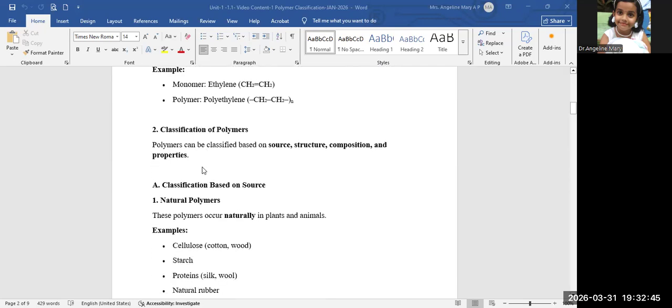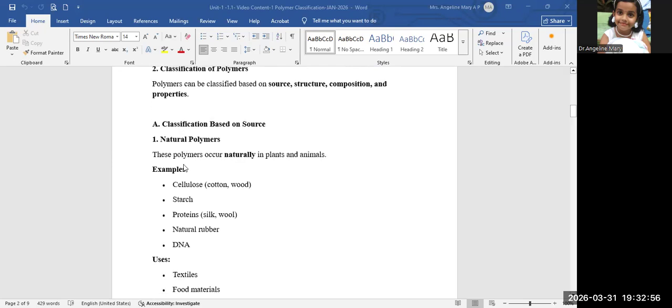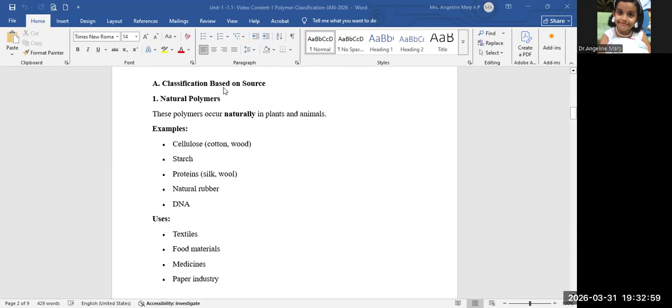How are the polymers classified? Polymers can be classified based on the source, structure, composition, and properties. First one, based on the source. Based on the source, they are classified as natural polymers as well as synthetic polymers. First one is natural polymers. These polymers occur naturally in plants and animals. Those polymers are called natural polymers.